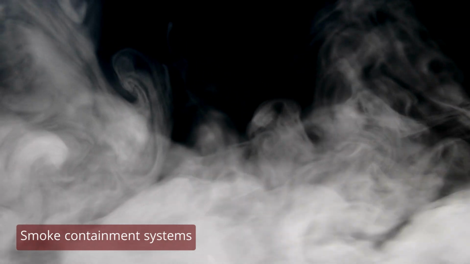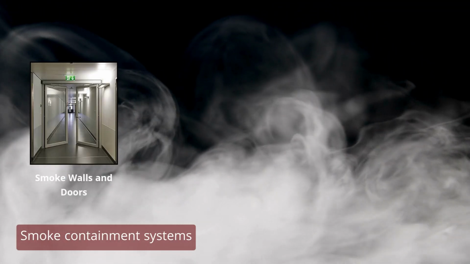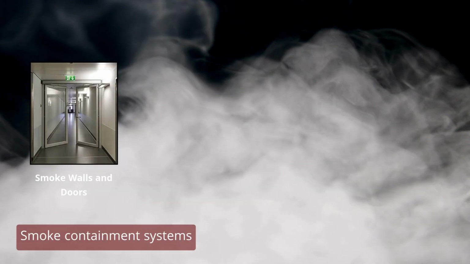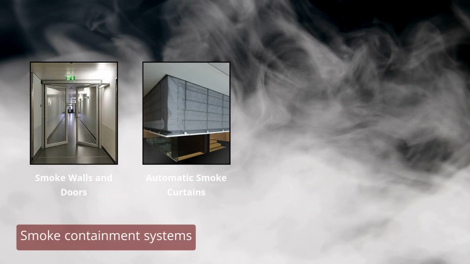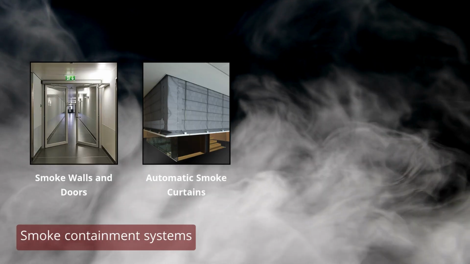Smoke containment systems employ physical barriers to limit smoke leakage between compartments within a building. Key components include smoke walls and doors, designed to impede smoke movement. These barriers are tested for leakage rates under specific conditions of pressure and temperature. Automatic smoke curtains, flexible, deployable screens that seal off large openings during a fire.